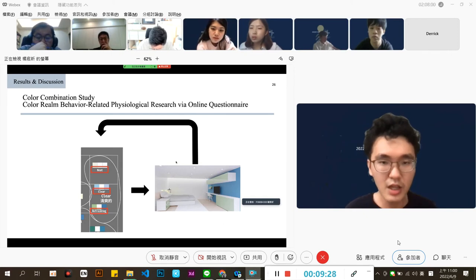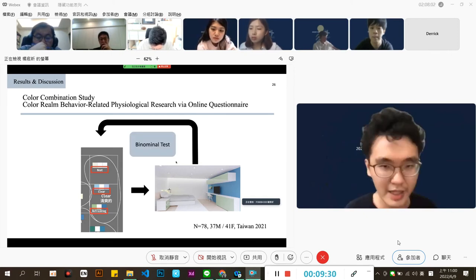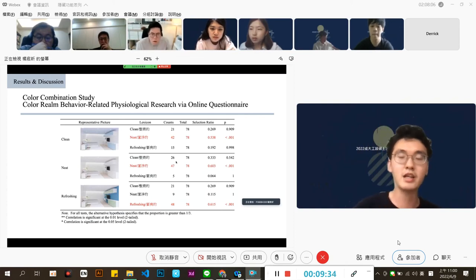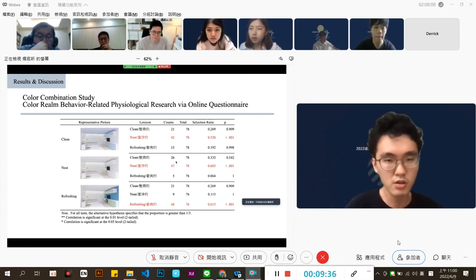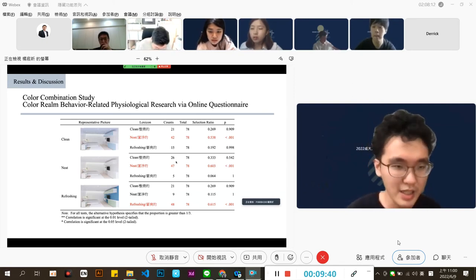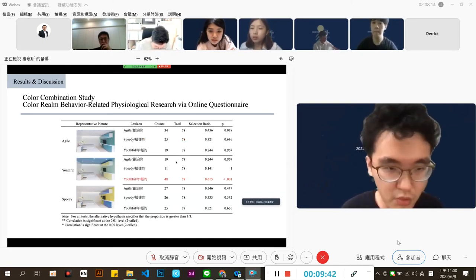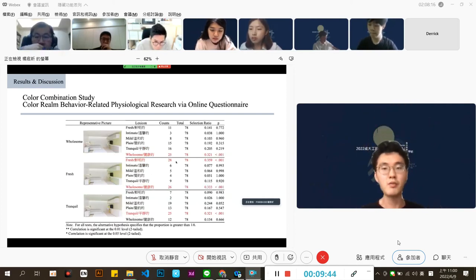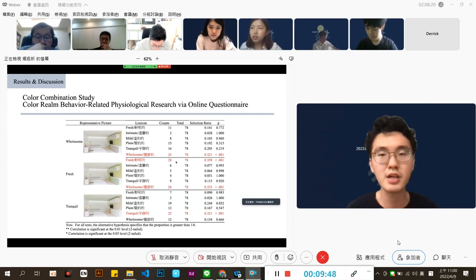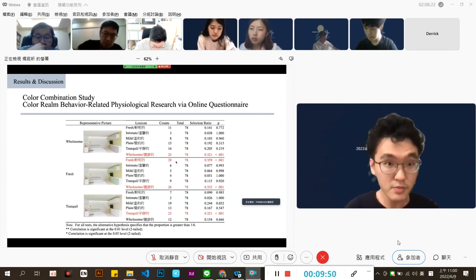And then the binomial test result indicates that some color combinations are easily recognized and correlated with some specific lexicons in either group clean or group Caucasian. While in natural, we lowered the proportion to 18%, but this result is not that significant.